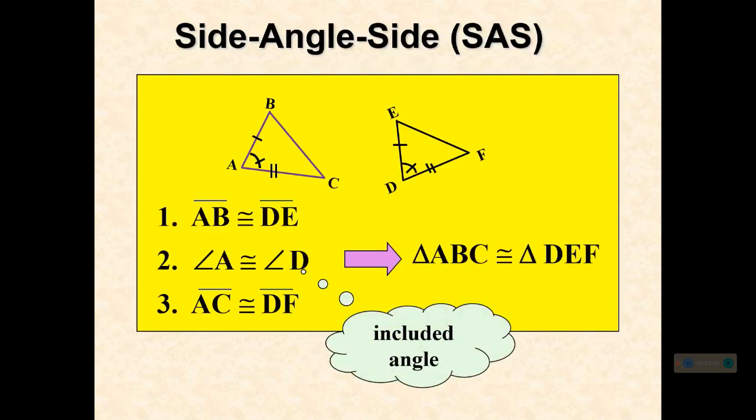For another example, we have here triangle ABC is congruent to triangle DEF by having the marks on segment AB and segment DE, then angle A with angle D, and then segment AC with segment DF. So that's why we have the side angle side congruence postulate. Again, we have to take note of the included angle.